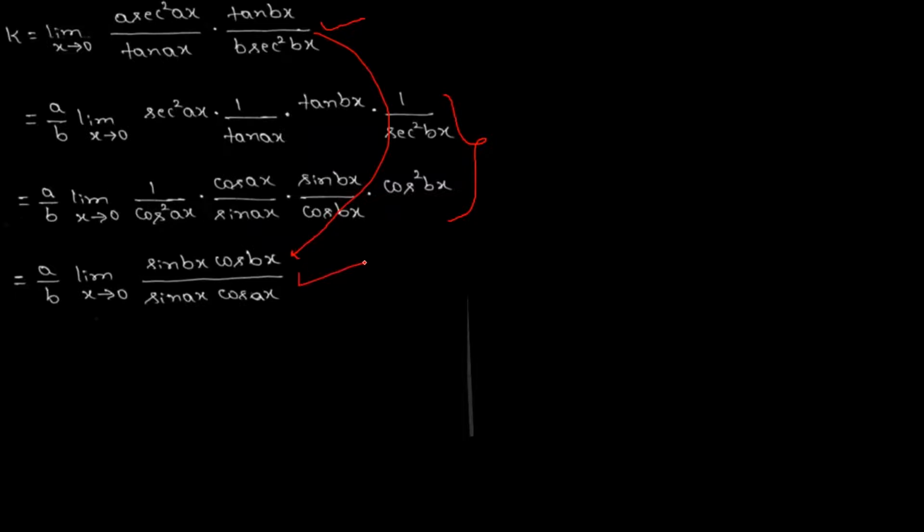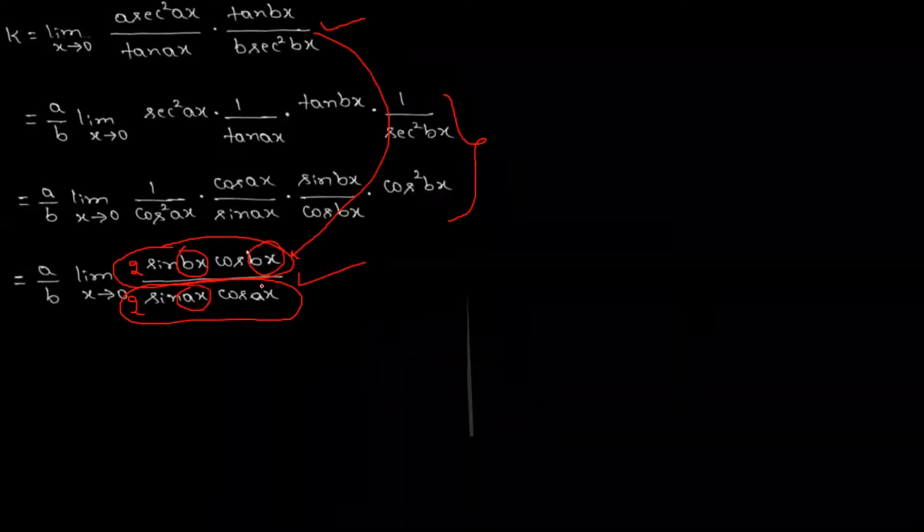You all know 2 sin theta into cos theta. 2 sin theta into cos theta is sin 2 theta. So this is of the form, if you write 2 here and here, this numerator looks like 2 sin theta into cos theta. The denominator also looks like 2 sin theta into cos theta. In the place of theta here, we have bx and bx here. In the denominator, in the place of theta, we have ax and ax here.